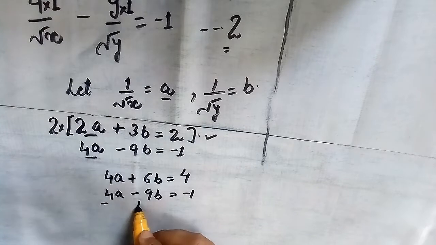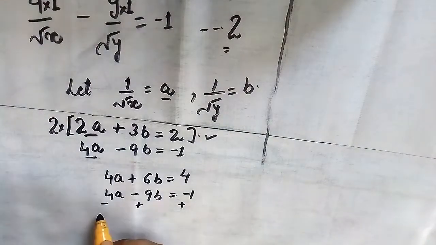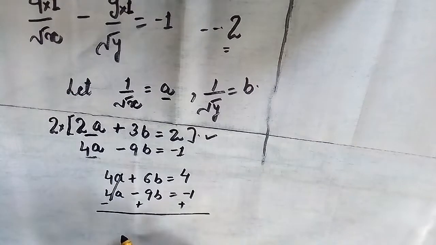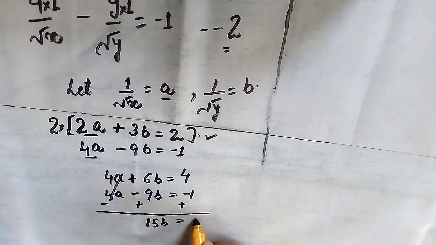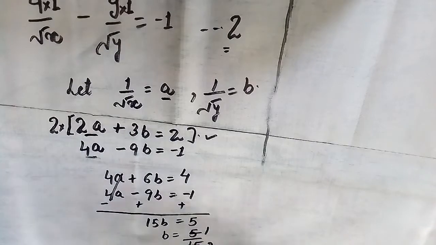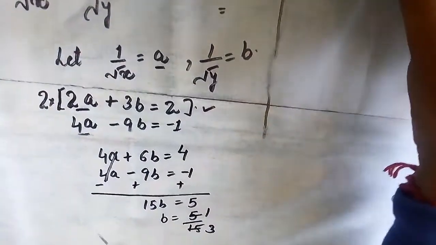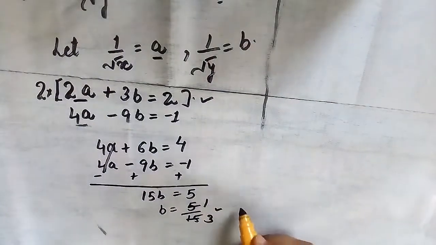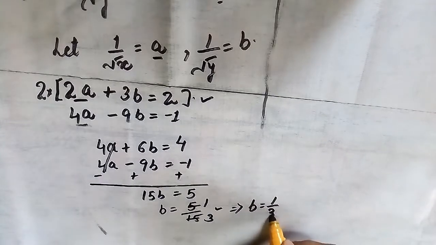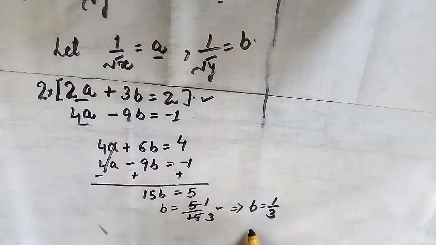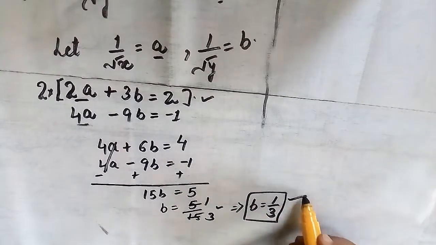Subtract both of the equations. The signs of the second equation will be changed, and 4a minus 4a is 0. Now 6 plus 9 will be 15b equals 4 plus 1 will be 5. And the value of b will be 5 upon 15, that is 5 3s are 15, and the value will be 1 upon 3. Now you got the value of b, that is 1 upon 3. Replace this value of b in any of these two equations.